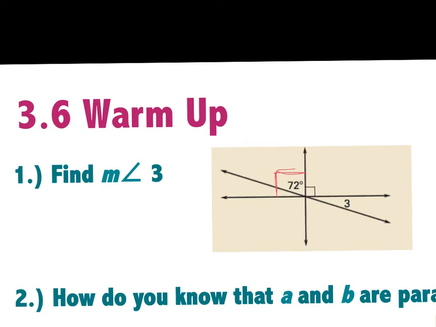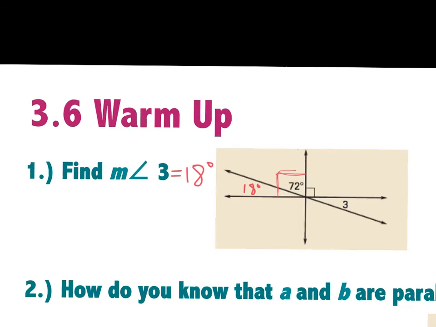Okay, those two would be complementary because that's a right angle, which means that the little angle that's not marked would be what? 18. And what does that mean for angle 3? It's also 18 because why? Vertical angles theorem, okay, if it asks me to justify it.